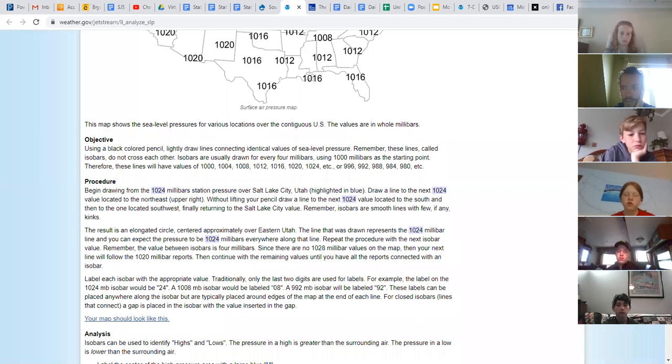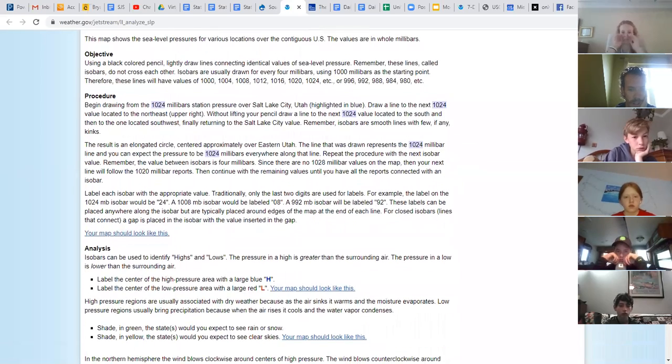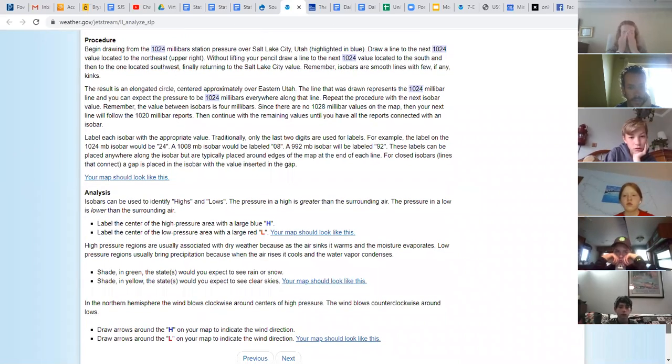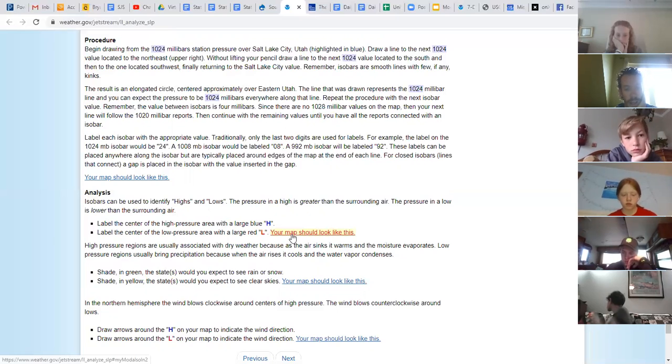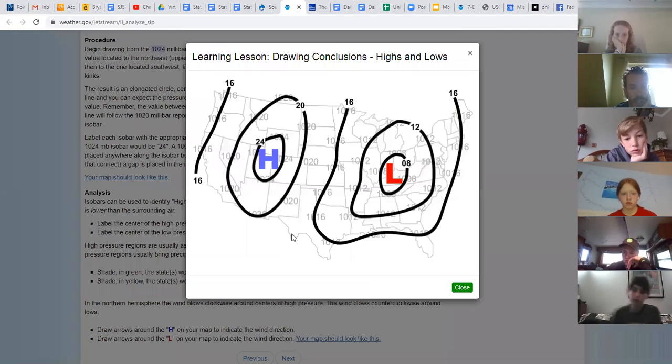Isobars can be used to identify high pressure and low pressure. The pressure in a high area is greater than the surrounding air. The pressure in a low area is lower than the surrounding air. So we would go on to add a blue H and a red L to indicate where the pressure is higher and lower. This is a pretty simplified look at the map.